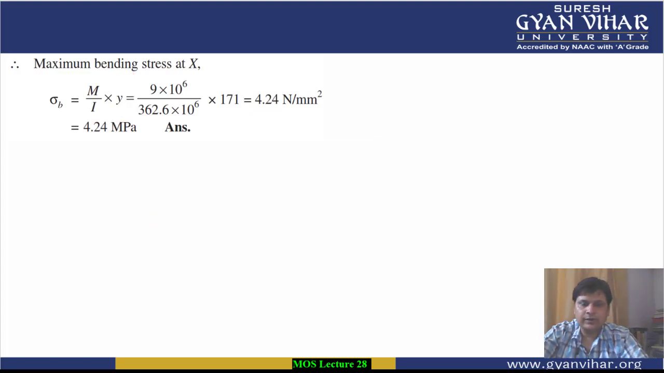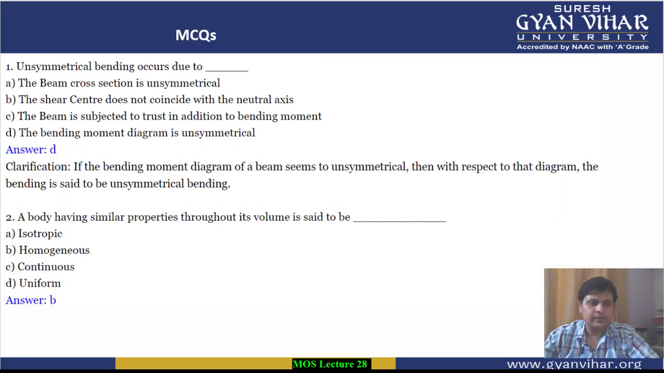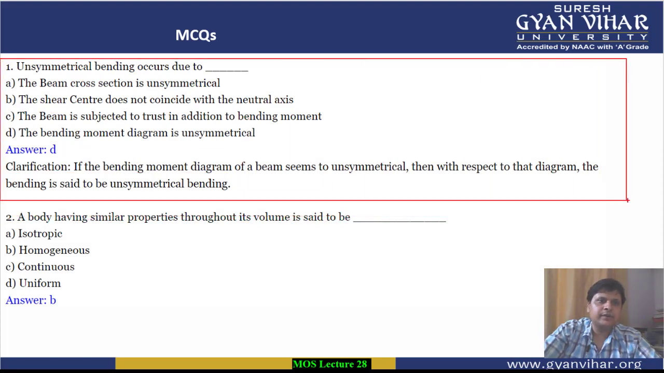I hope you understood. Now let's go and solve some multiple choice questions. So these are the multiple choice questions. First of all, question number 1. Unsymmetrical bending occurs due to, see, the unsymmetrical bending we have seen, it occurs due to the bending moment diagram being unsymmetrical. In the case of unsymmetrical sections, the bending moment diagram is also unsymmetrical, somewhat like this. So D is the correct answer.